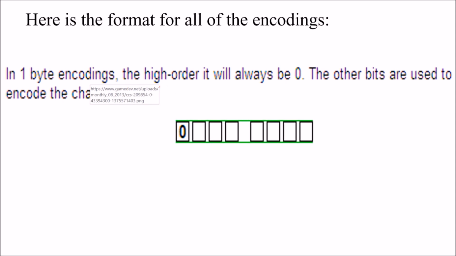Let us see the format of all the codings. This is a 1 byte coding in Unicode UTF-8. Please see, this 0 is fixed. The high order bit will always be 0. The other 7 remaining bits can be used to encode the character. That is why I am saying the 1 byte encoding of UTF-8 is exactly similar to ASCII.